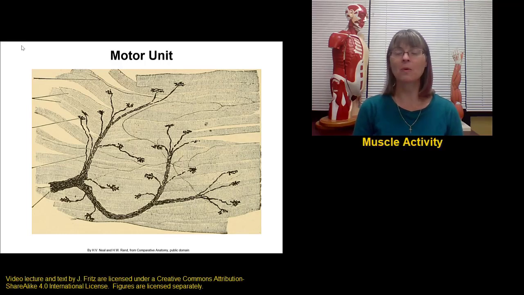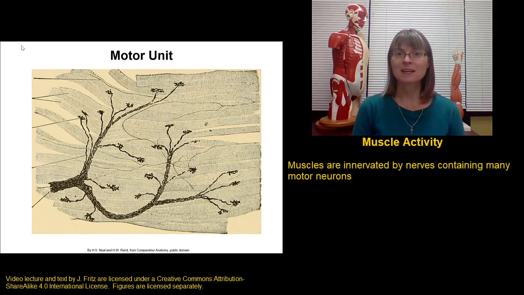Now that we've talked about what happens at the level of a single muscle fiber as a muscle contracts, I want to zoom out so that we can get a look at the behavior of the whole muscle. To start with, it's important to know that each muscle is innervated, or gets its signal, from a certain nerve. A nerve is a bundle of neurons.